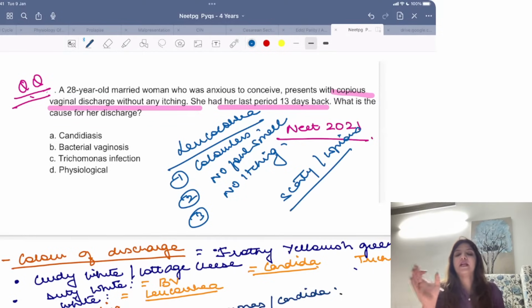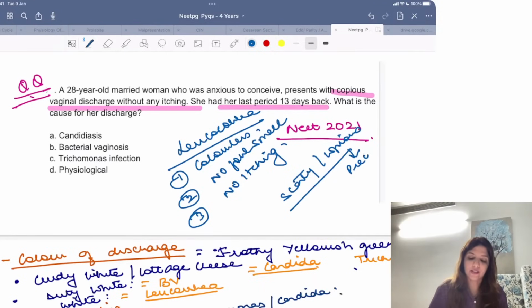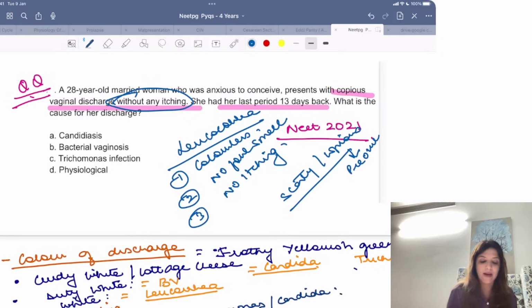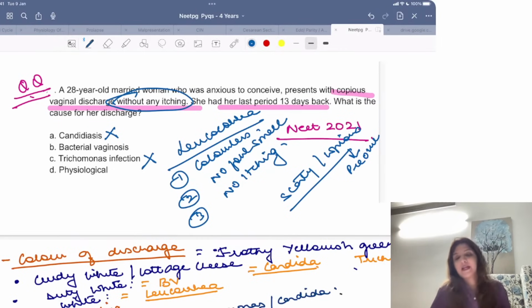happening. Whether it is happening in the pre-ovulatory phase. If it is happening in pre-ovulatory phase, it will be copious. If it is happening in post-ovulatory phase, it will be scanty. Now, because this vaginal discharge doesn't have any itching, so I am ruling out trichomonas, I am ruling out candidiasis. Candidiasis ke discharge mein there is a lot of itching. Trichomonas ke discharge mein there is a lot of itching. Right? Now, because the question doesn't say that this discharge is foul smelling.